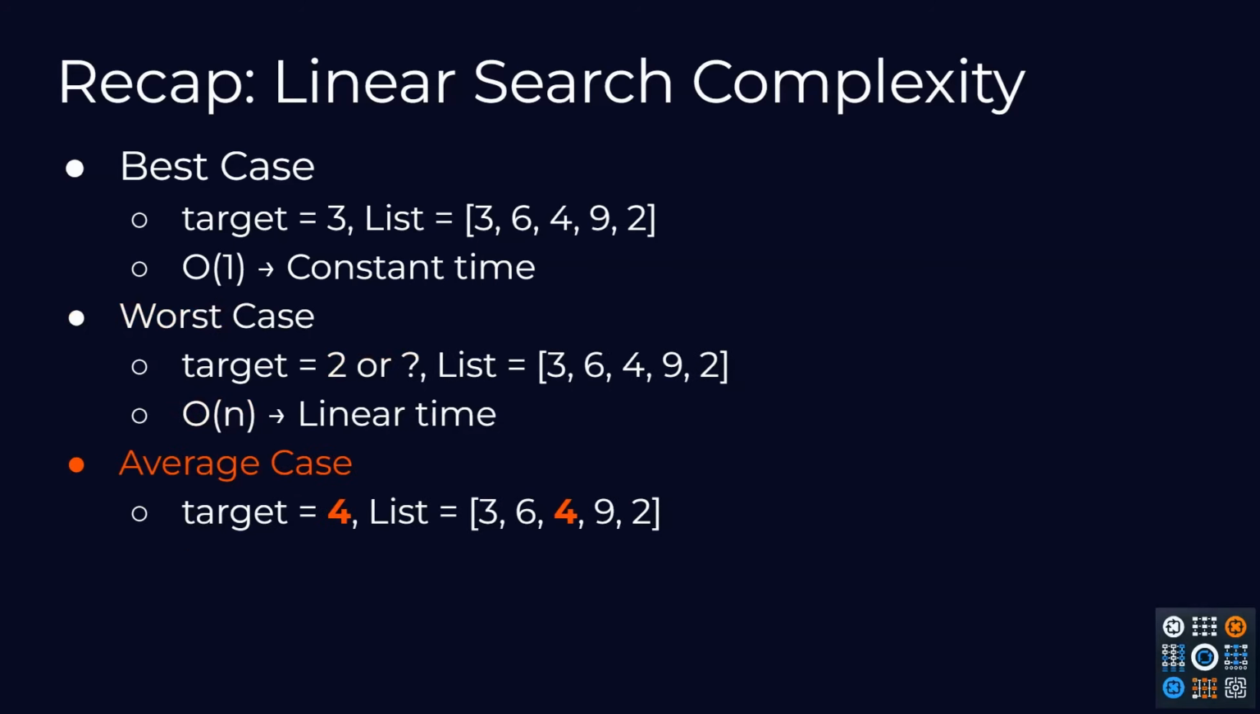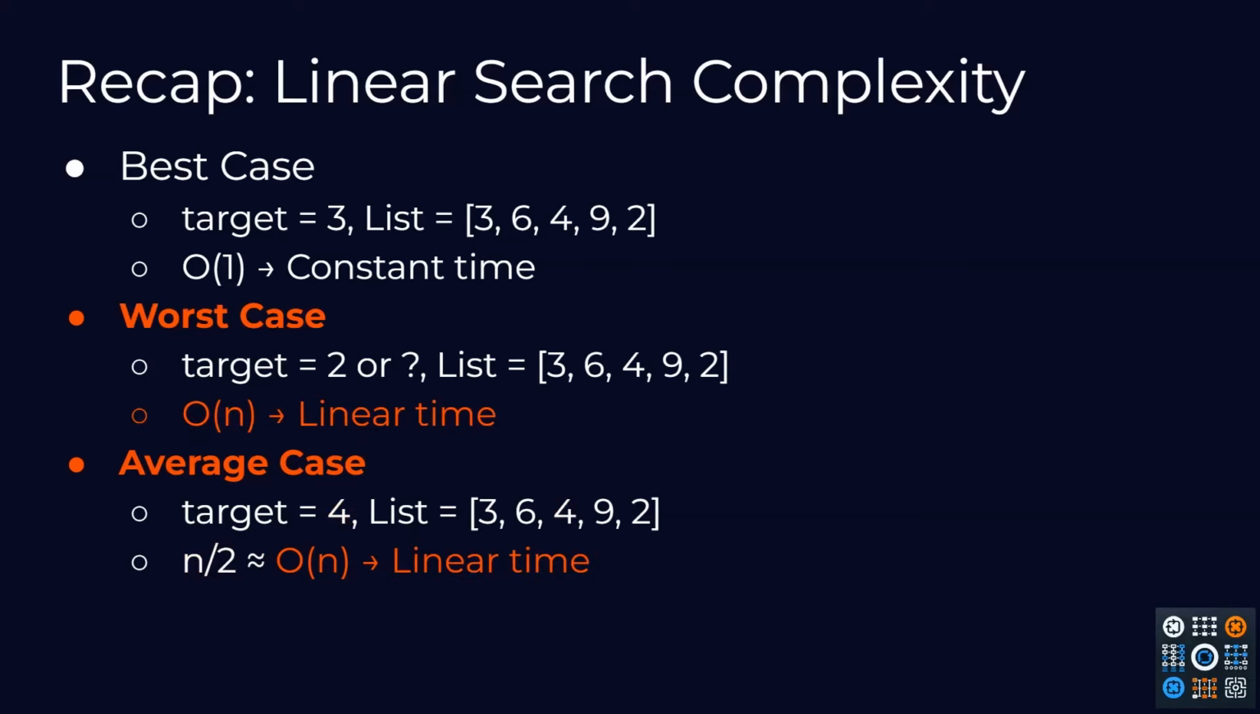The average case is when we find the target somewhere in the middle. Although the number of comparisons can be regarded as n over 2 on average, ignoring constants, we still get O(n) as the complexity for the average case. These average and worst case scenarios highlight the limitations of linear search, particularly in larger datasets, setting the stage for why we need more efficient algorithms like binary search.